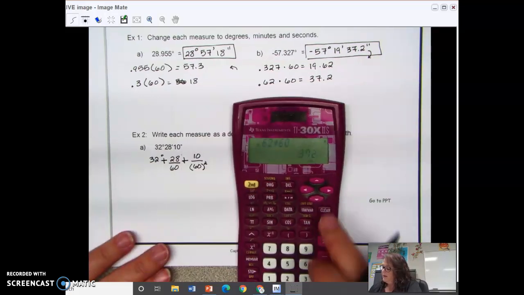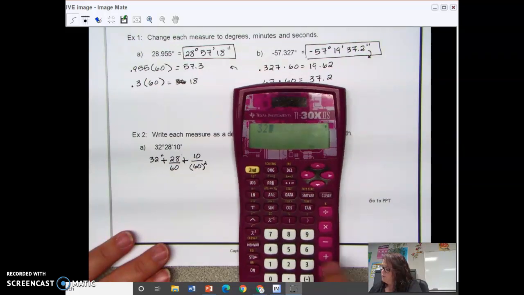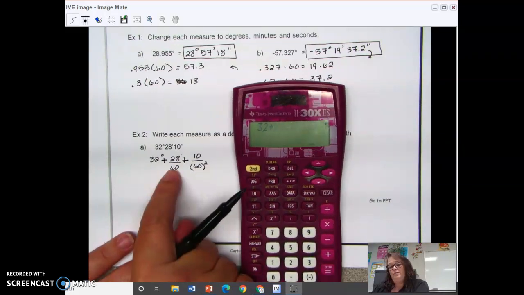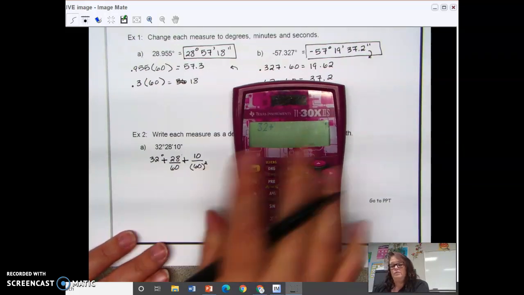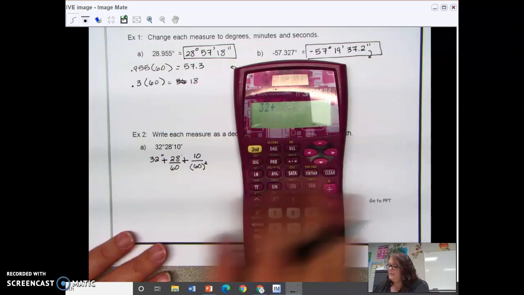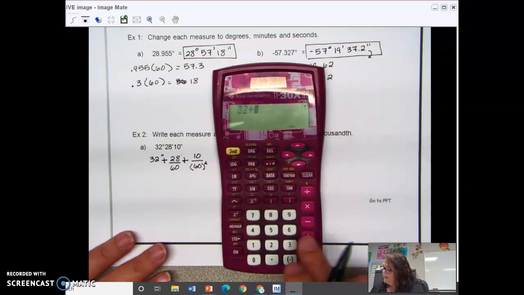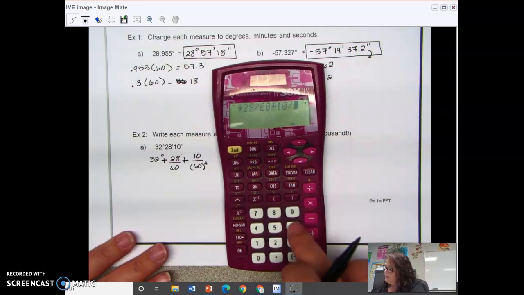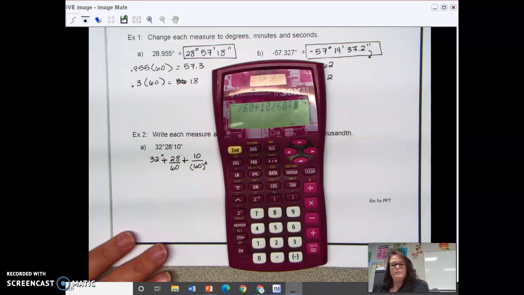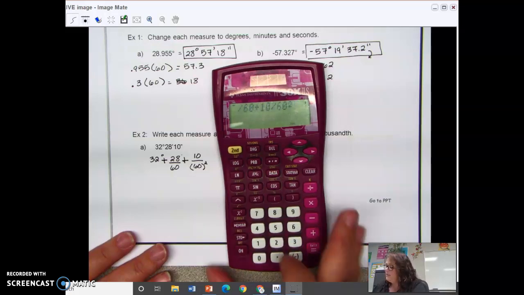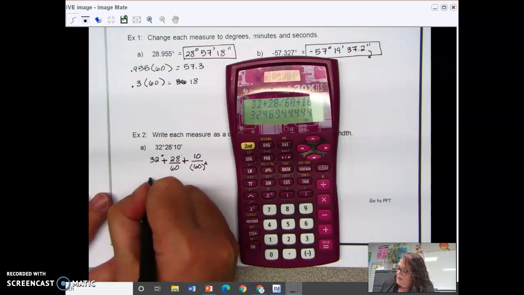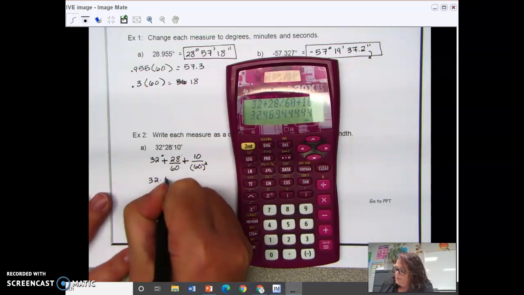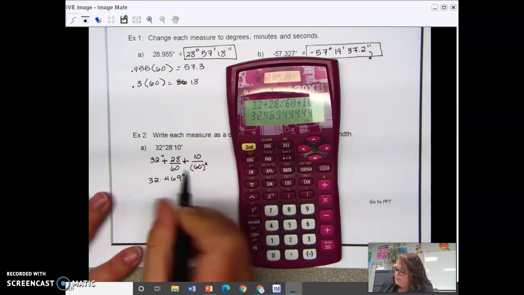In my calculator, I'm going to type in 32 plus, and instead of using the fraction button, I'm actually going to use the division button because I do want it as a decimal. So I'm going to say plus 28 divided by 60, and then plus 10 divided by 60 squared. And so I want that 60 squared in that denominator. And then when I'm done, I get 32.469 degrees, rounded to the nearest thousandth.